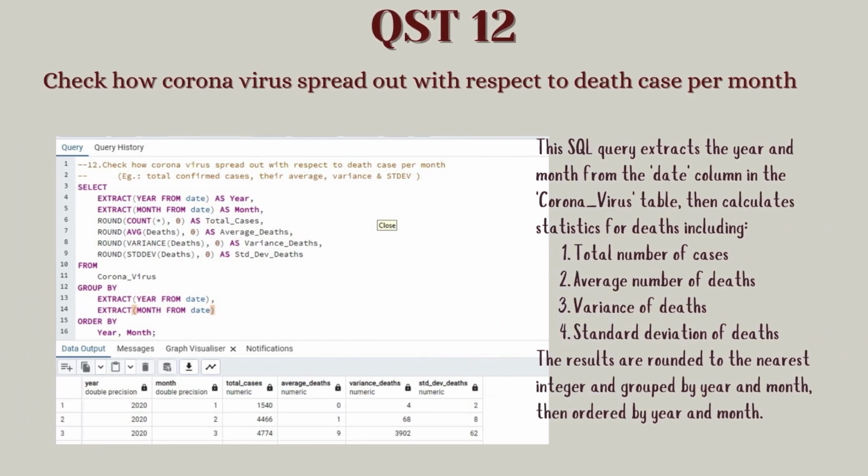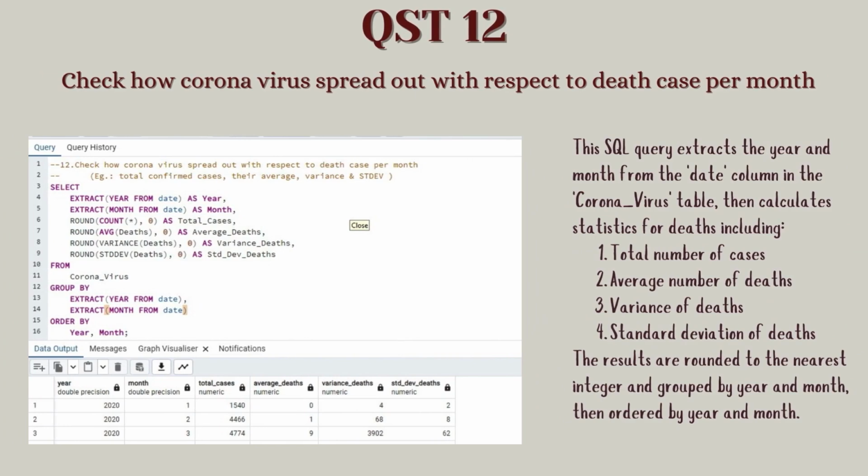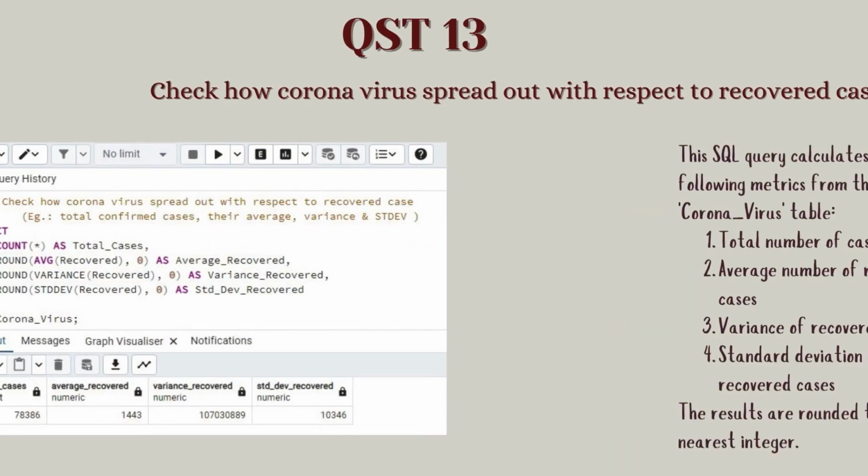The 12th analysis question is to check how coronavirus spread with respect to cases per month. This SQL query extracts the year and month from the date column in the coronavirus table. It then calculates, just as previously, the total number of cases, average number of deaths, variance of deaths, and standard deviation of deaths. These results are rounded to the nearest integer and grouped by year and month, then ordered by year and month.